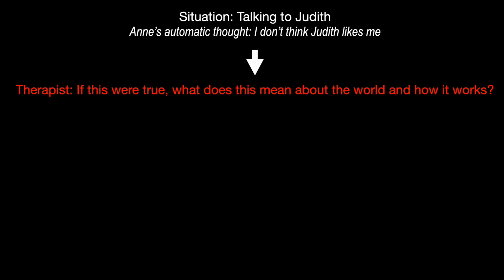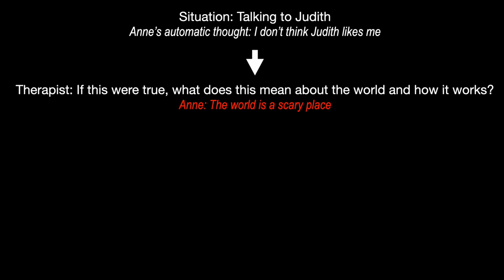And finally, we can uncover the client's core beliefs about the world by asking, "If this is true, what does it say or mean about the world and how it works?" So using Anne as our example again, situation: talking to Judith, initial thought, "I don't think Judith likes me." We ask, "If this were true, what does this mean about the world and how it works?" We uncover a second layer: "The world is a scary place."